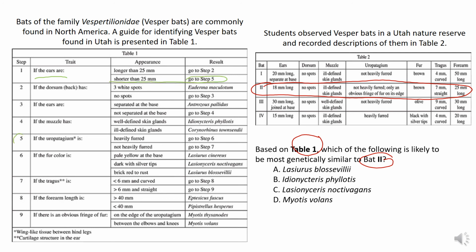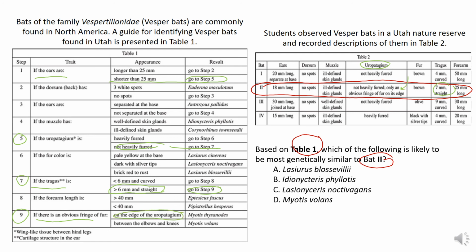Step 5. We're at step 5. If the eupatorium is, then we go here, eupatorium, it says not heavily furred. We go to step 7. Now step 7, if the tragus is, so the tragus here is 7 mm straight. 7 mm straight. And so this says straight, and it's obviously greater than 6 mm. It says go to step 9. So at step 9, we're here. And it says there's obvious fringe. Well, there's obvious fringe on this edge.